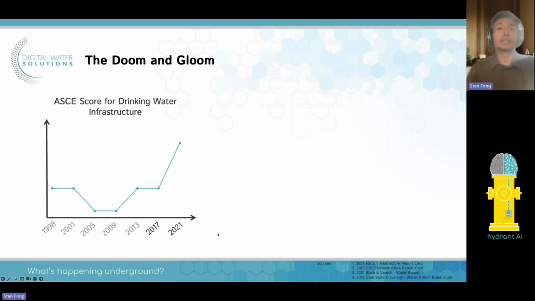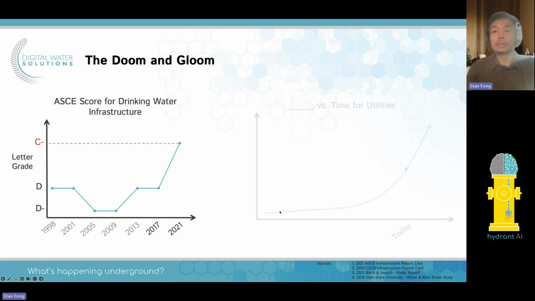Okay, so making a case. So let's start with the Doom and Gloom, right? This is the 2021 ASCE report card for drinking water infrastructure. So you can see the trend here from 1998 to 2021. It's been pretty stable up until the last 4 years where it's just skyrocketed. And those of you that are in drinking water will know that the reality of it is that it's not that great, right? We're basically sitting at a D minus, and recently we're able to get up to a C minus. So not a grade that most people would be happy with, but some of the key takeaways are, why is it so low? Why is it so poor, right?